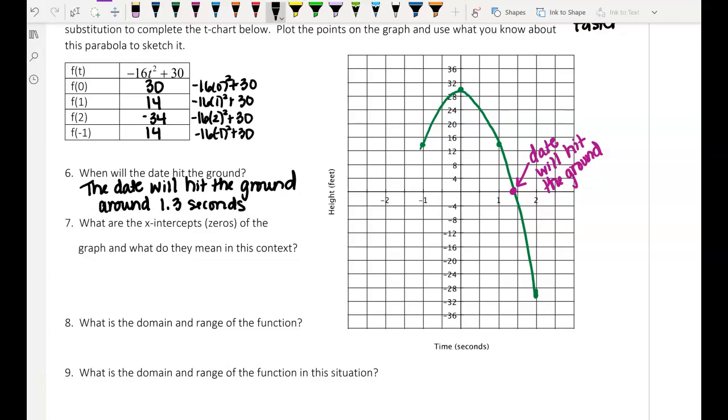It says, what are the x-intercepts or zeros of the graph, and what do they mean in the context of this problem? Well, we just said at 1.3 comma 0, and that is the amount of time it takes for the date to hit the ground.